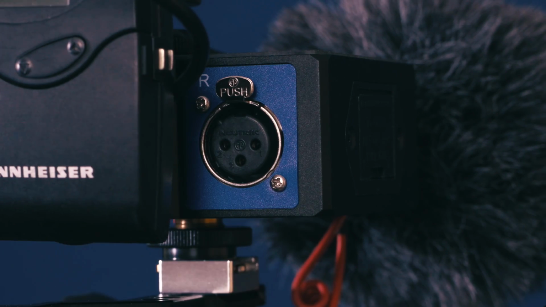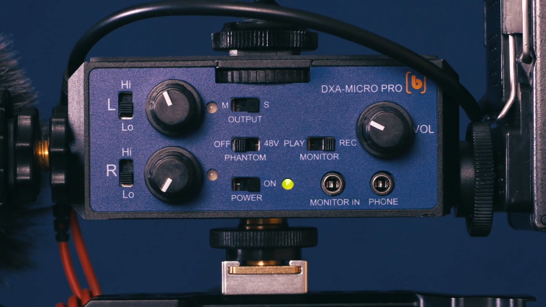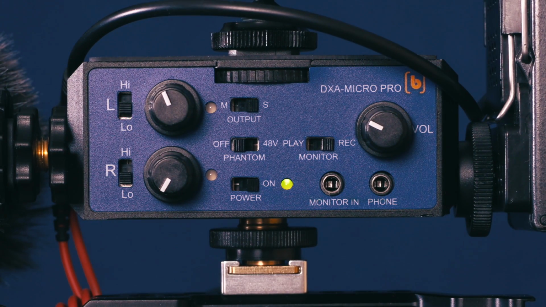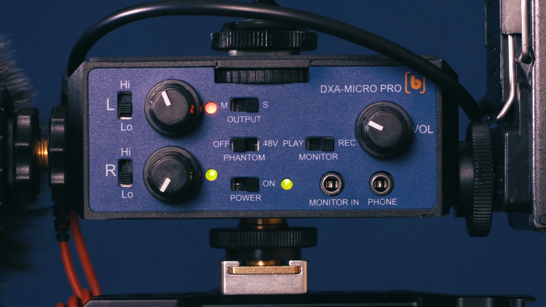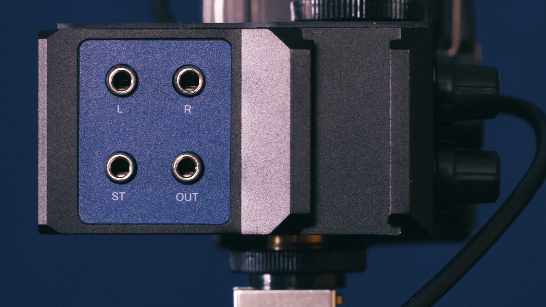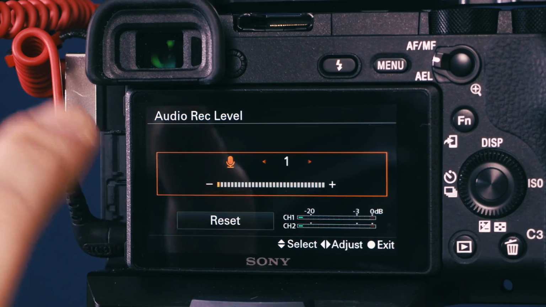A little bit of advice at this point: please always make sure to check the cable connection between the DXA and the camera, because that is the only segment of the audio signal chain that we can't monitor. All of the mini jack inputs, the left, the right, and the stereo input, feature plug-in power.